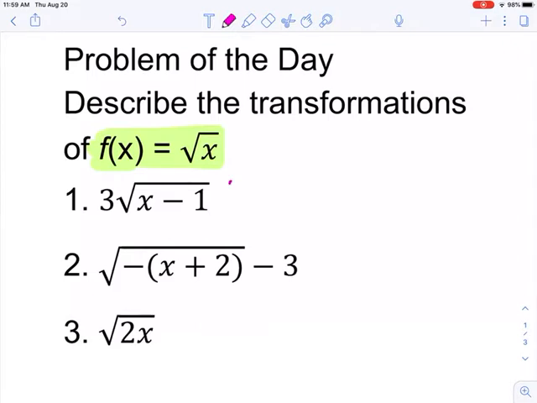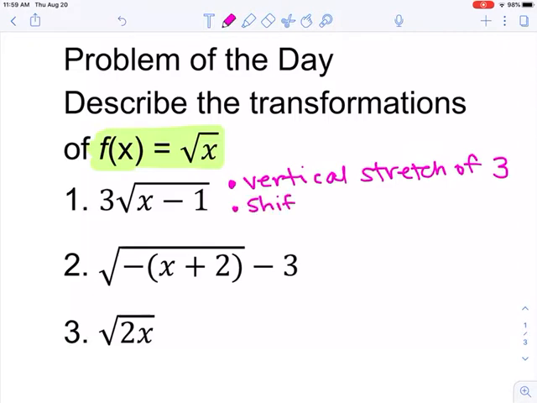Okay, let's go ahead and talk about these. First of all, for number one, that 3 is a vertical stretch. So I want you to tell me that it is a vertical stretch of 3. Go ahead and be specific for me there. Then we have a shift to the right 1.